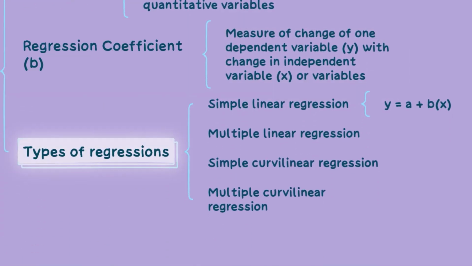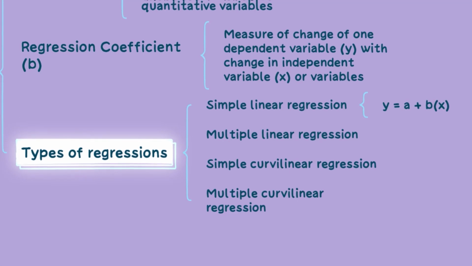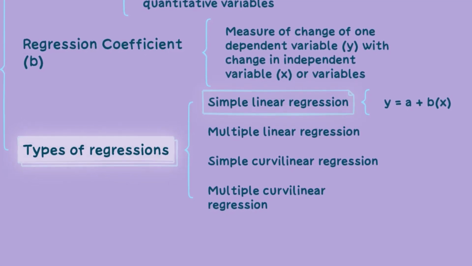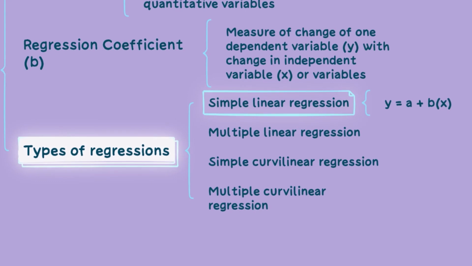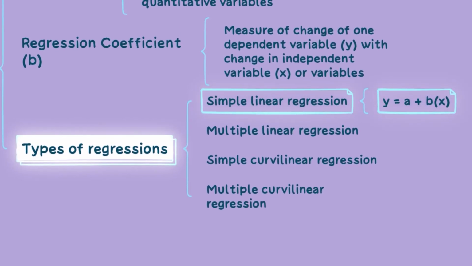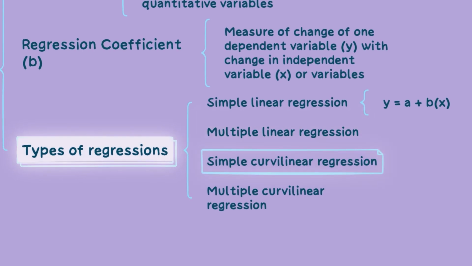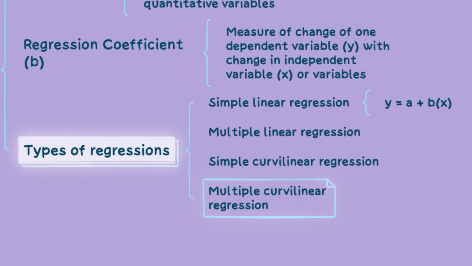There are different types of regressions that can be employed, depending on the nature of the relationship between the variables. They include simple linear regression, which is the most basic form of regression. The relationship between the variables can be expressed as y equals a plus b into x. Multiple linear regression, simple curvilinear regression, and multiple curvilinear regression.